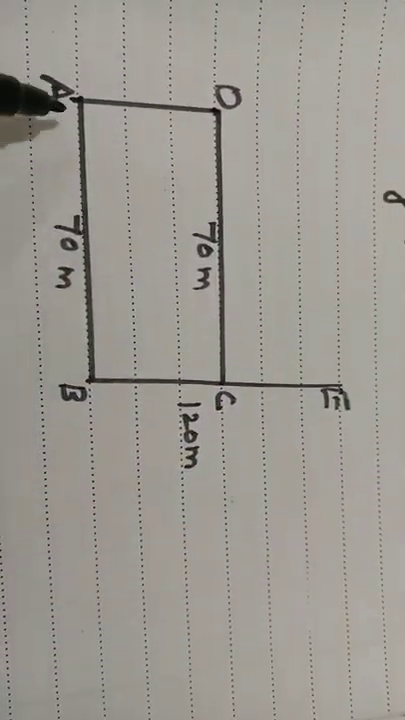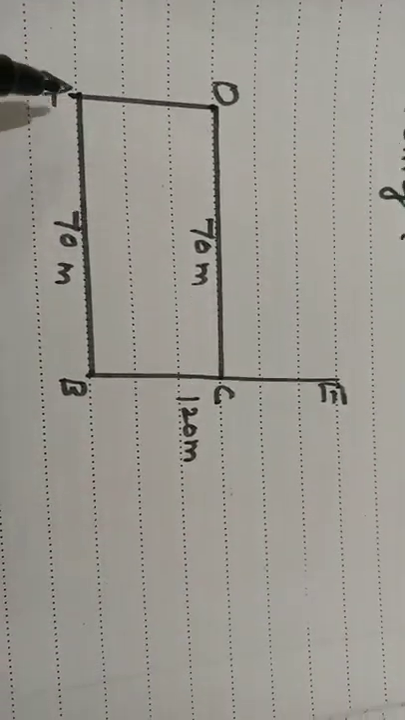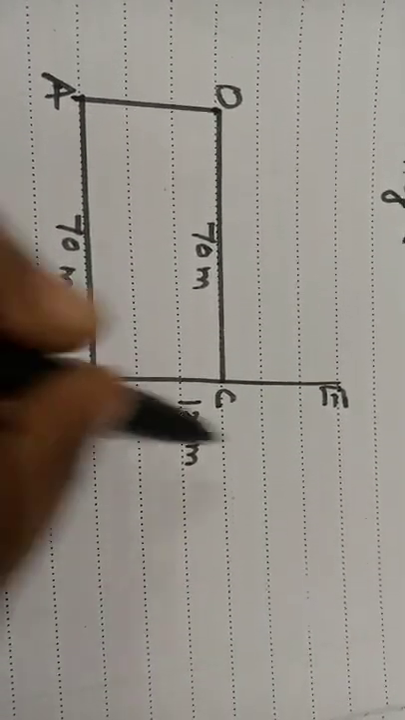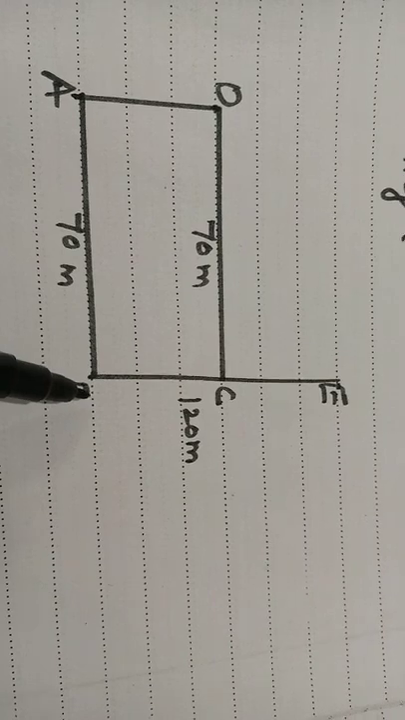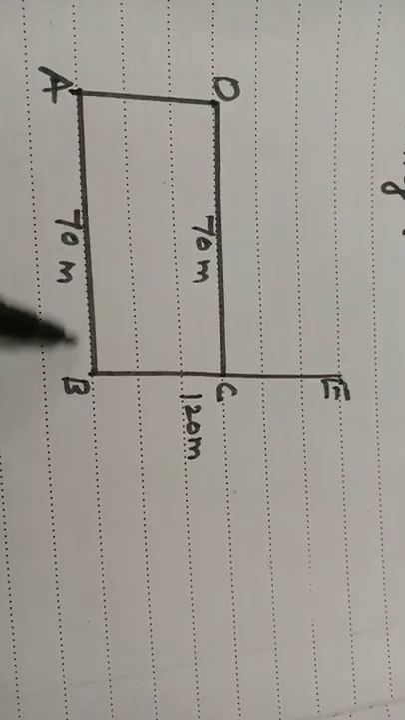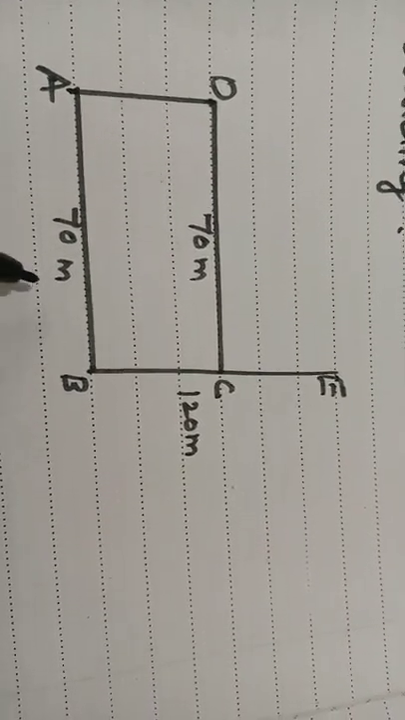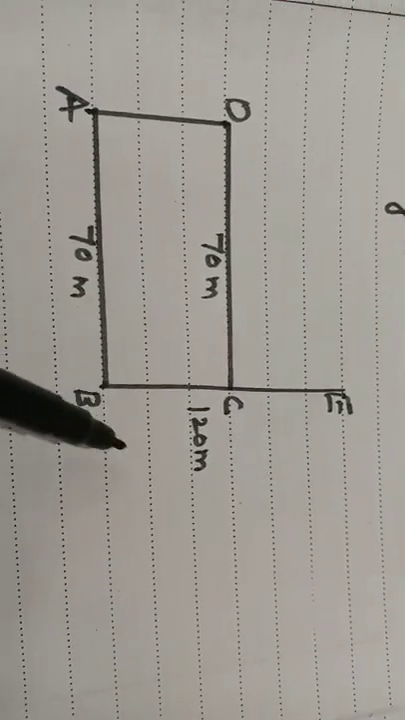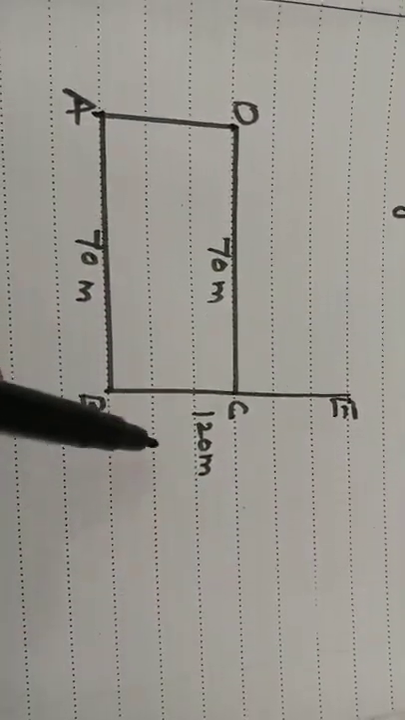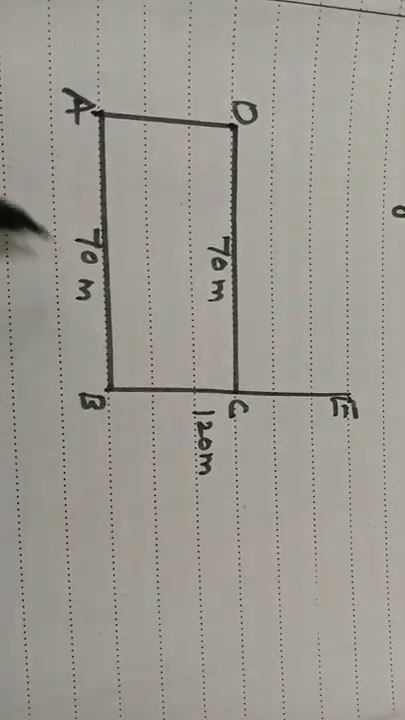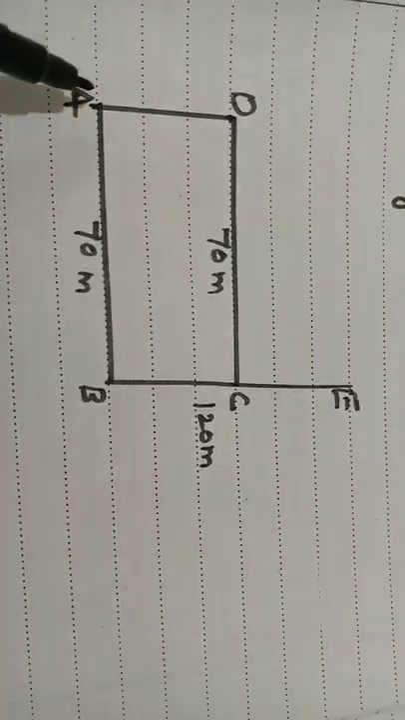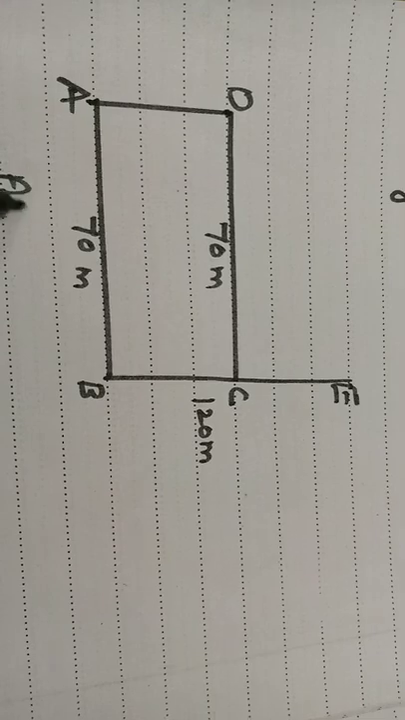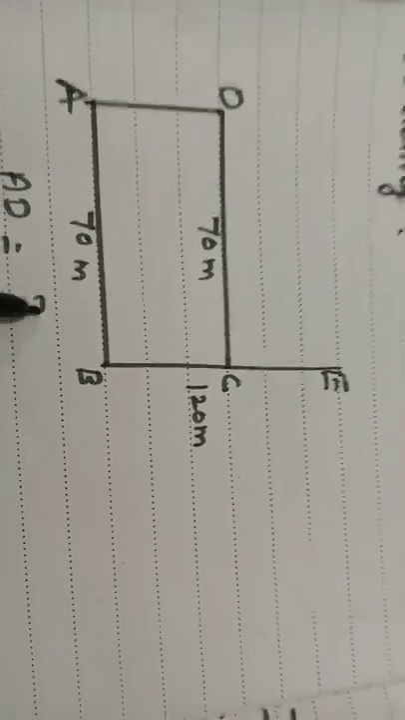What do you have to write now? Let AD be the first building, BE be the second building. The distance between both buildings is equal to 70 meters. The height of the second building is equal to 120 meters. What is the height of the first building? So AD you have to find out.